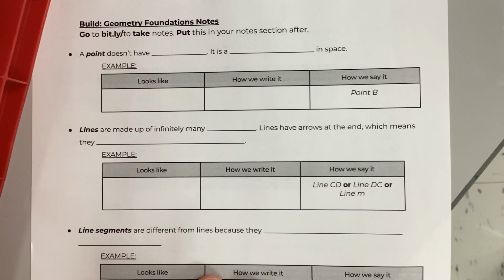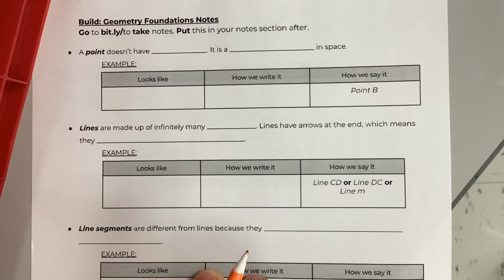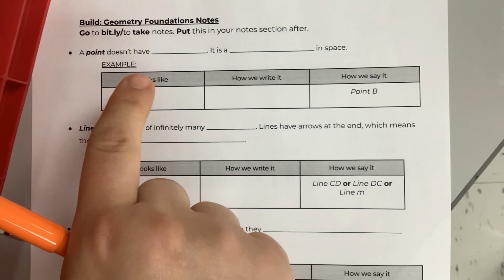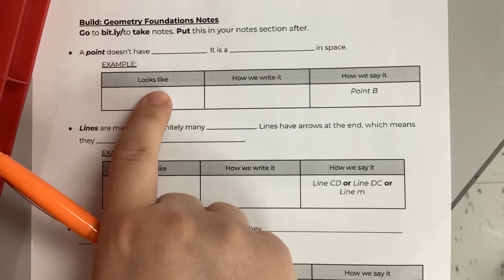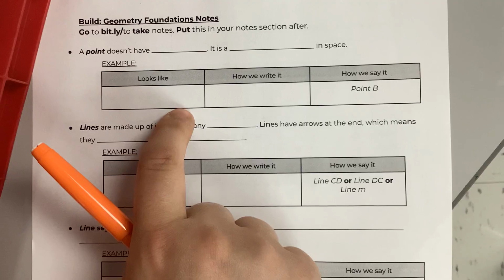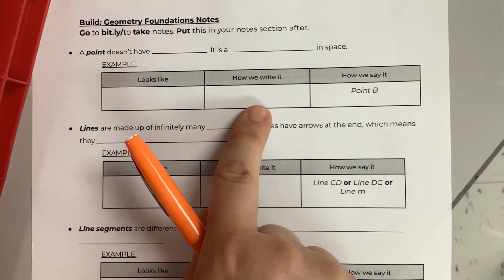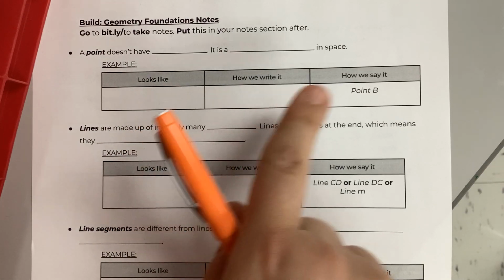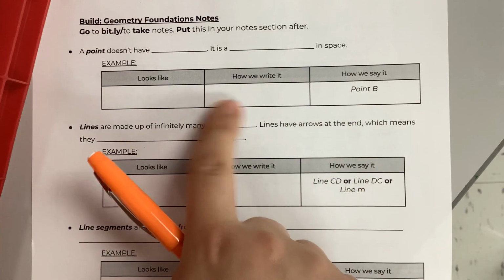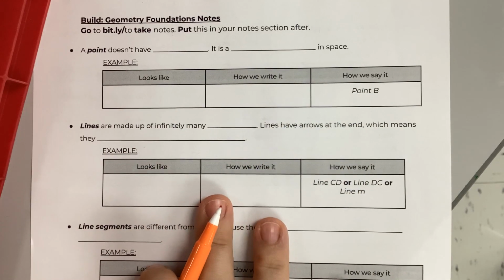All right, so for these notes, we're gonna get some vocab down. We're also going to see how we could view each term in a picture, how we would write it, or try to type it, and then how we would say what it is that we're writing, okay?